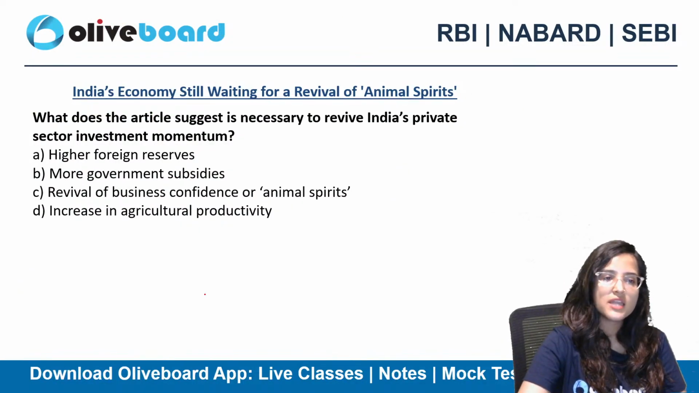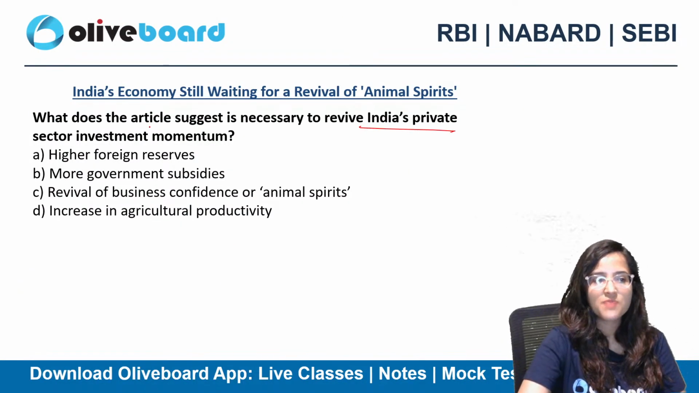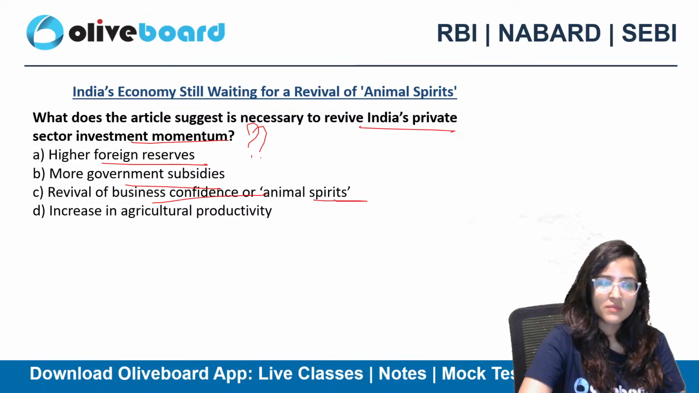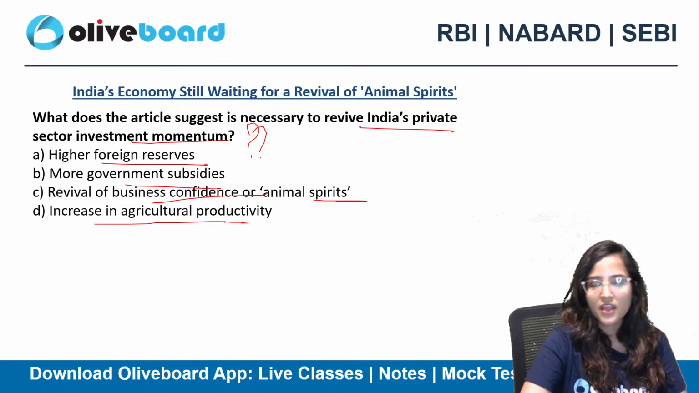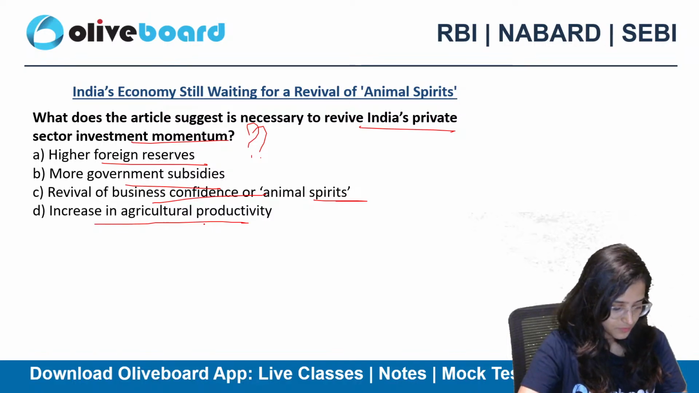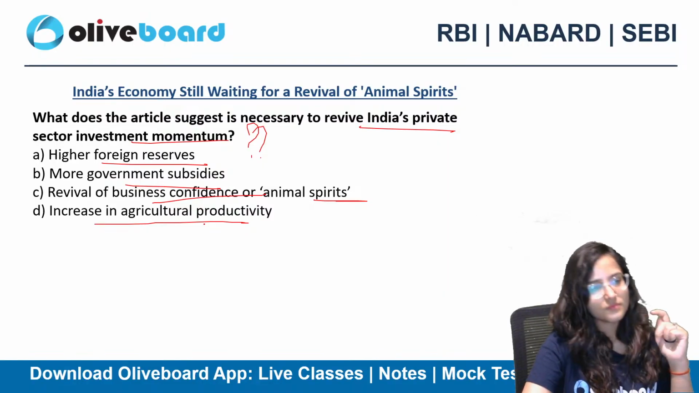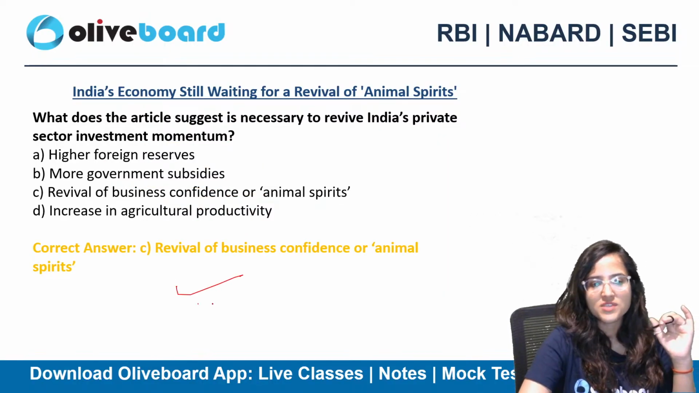Fine. So what does the article suggest is necessary to revive India's private sector investment momentum? Higher foreign reserves, more government subsidies, revival of business confidence or animal spirits, increase in agricultural productivity. Consumption and not income generating loans. Exactly, Chetan. Yes, absolutely correct. Revival of business confidence or animal spirits.